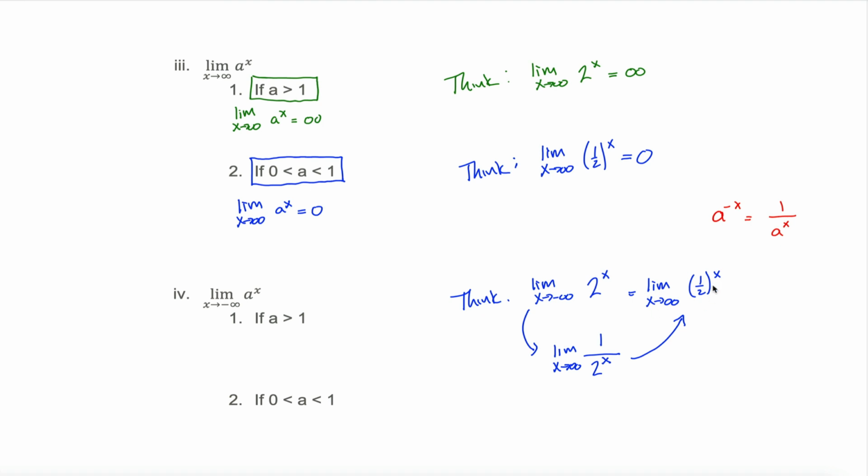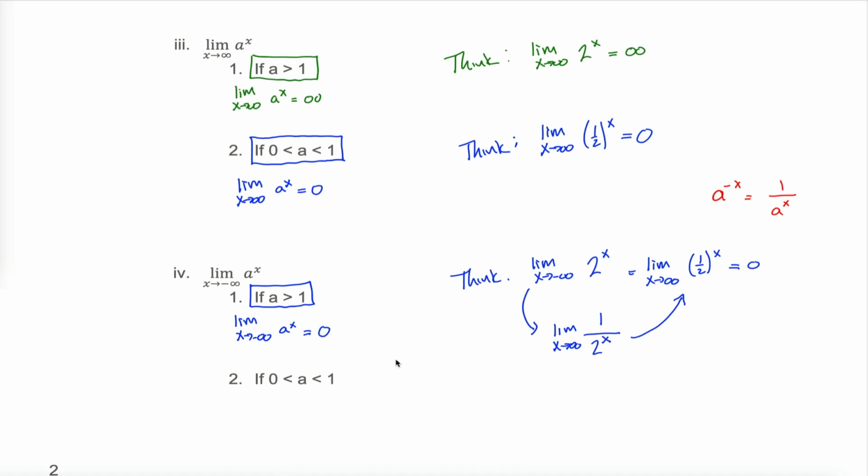Why is that important? Because this expression on the right, I already know the answer to. A minute ago, I figured out that that limit was equal to 0. So for the same reason that the limit as x approaches infinity of (1/2) to the x power equals 0, the limit as x approaches negative infinity of 2 to the x power equals 0. Much like the limit as x approaches infinity of a to the x equals 0 when a is between 0 and 1, the limit as x approaches negative infinity of a to the x power when a is greater than 1 is equal to 0.